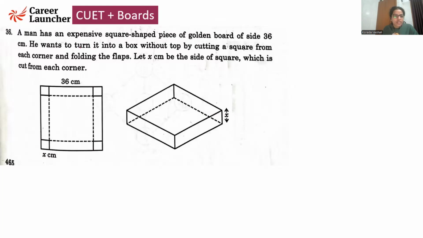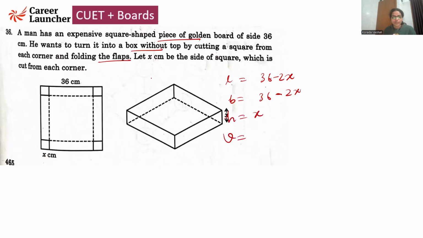Now the next question is that a man has an expensive square-shaped piece of golden board of side 36 centimeter. He wants to turn it into a box without a top by cutting a square from each corner and folding it into flats. So what we need to look at is that the length and the breadth will be what? 36 minus 2x, because we are cutting sides of x from each corner. So the resultant length will be 36 minus 2x, and the breadth will be 36 minus 2x. And height will remain the same.